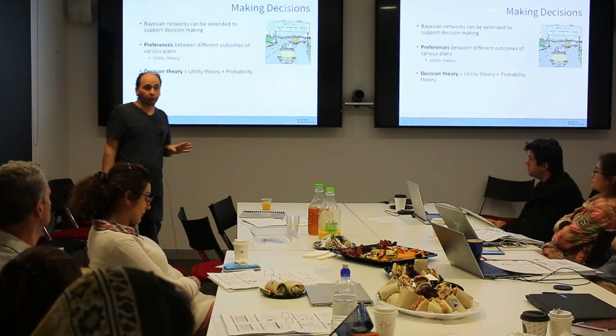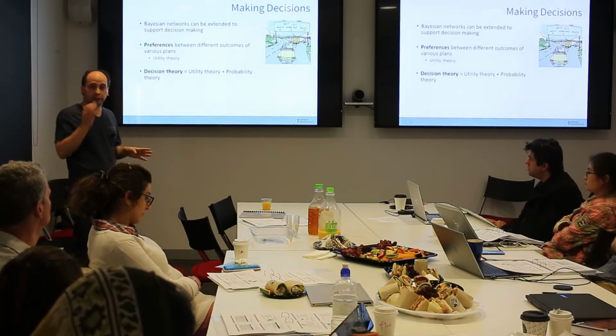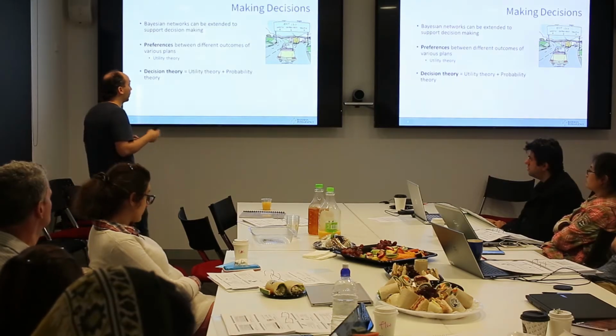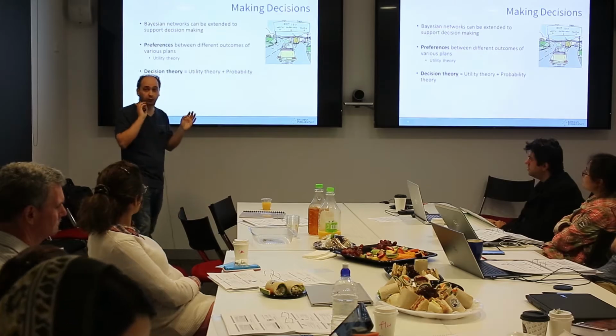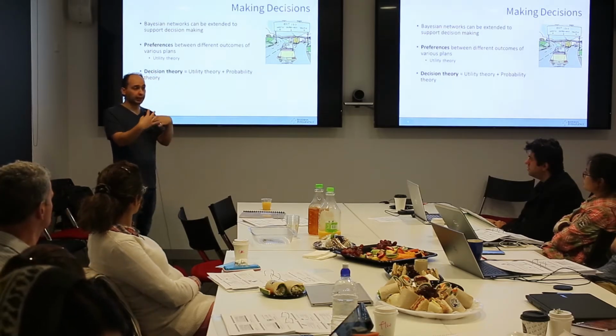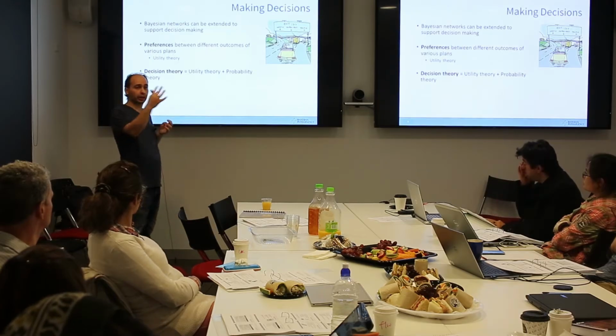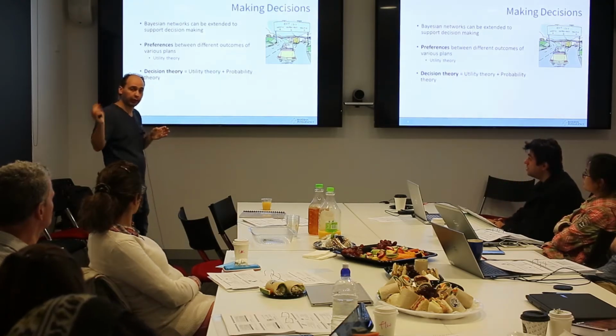So Bayes' nets can be extended quite straightforwardly to handle this kind of decision making. It's quite a simple extension. We can do everything that we did before for the probabilities, and then we just add in extra nodes to say these are the actions that we've got, and these are the values attached to certain outcomes.